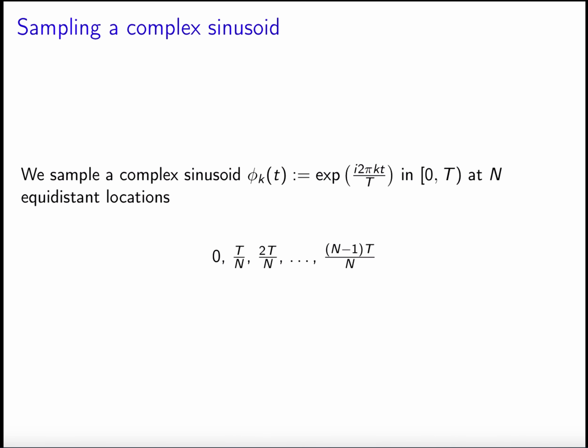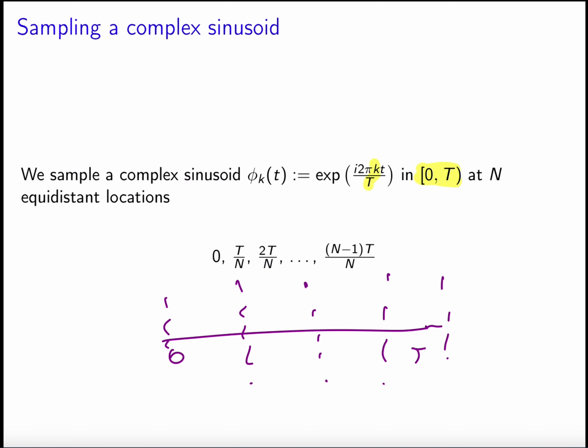We're going to start by considering a very simple signal, just a complex sinusoid, in this case with frequency k over T, defined on an interval from 0 to T. And what we're going to do is cut up the interval from 0 to T at N different locations. In this case, N would be equal to 4 different locations, and we're going to measure the value of the signal there.